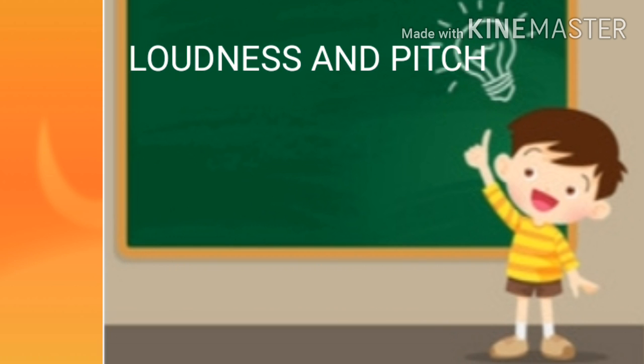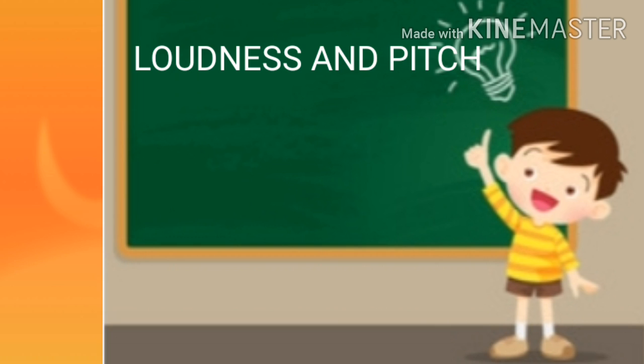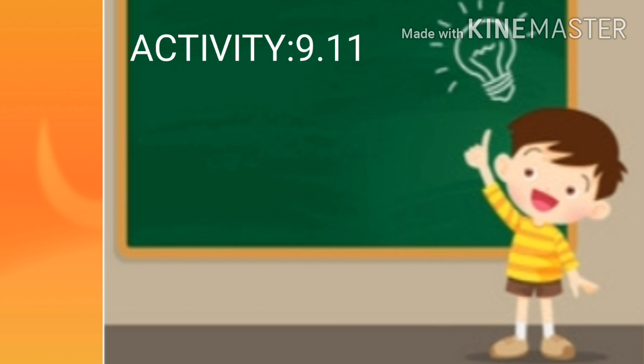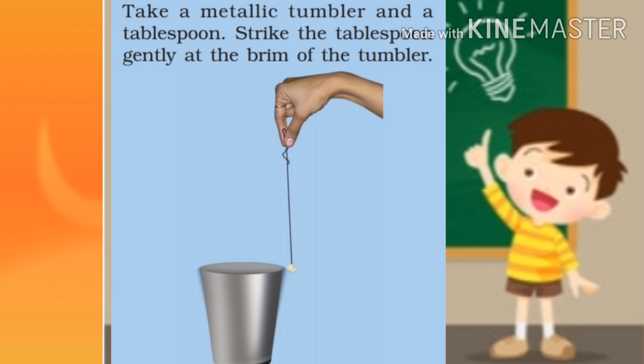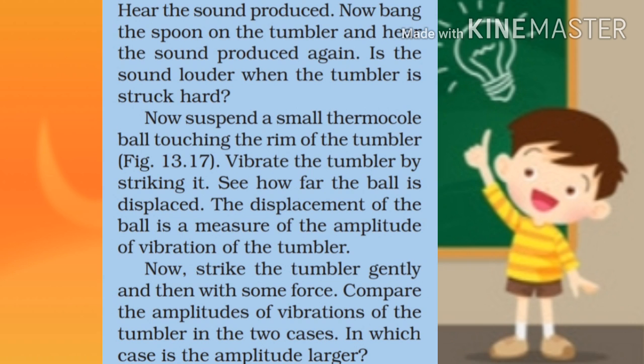Now we will move towards loudness and pitch. For this we will see the first activity, number 9.11. In this activity we have to take a metallic tumbler and a tablespoon. Strike the tablespoon gently at the brim of the tumbler, as shown in figure 9.17. Now hear the sound produced. Now bang the spoon on the tumbler and hear the sound produced again. Is the sound louder when the tumbler is struck hard? Yes, the sound will be louder when the tumbler is struck harder.